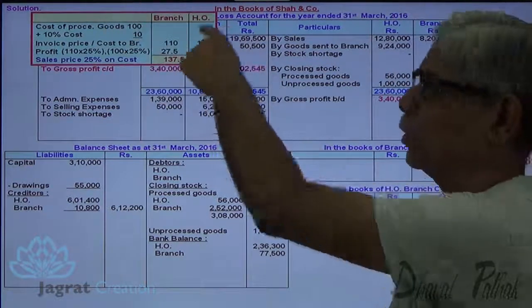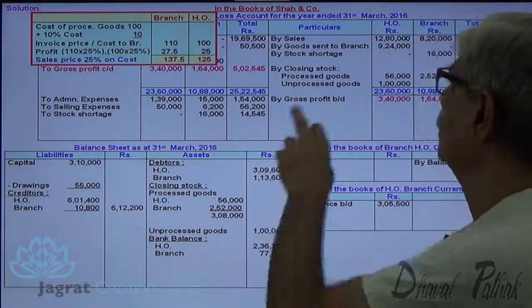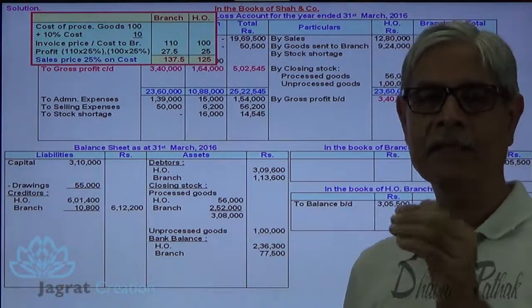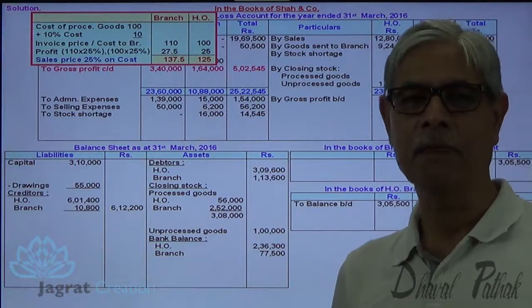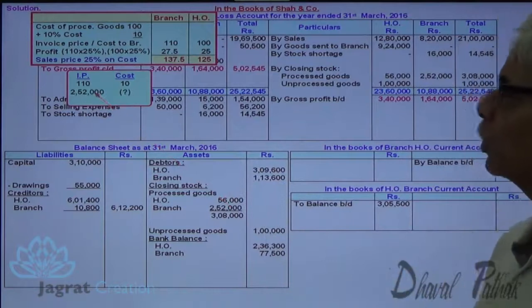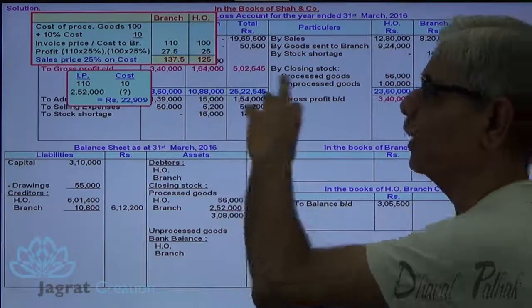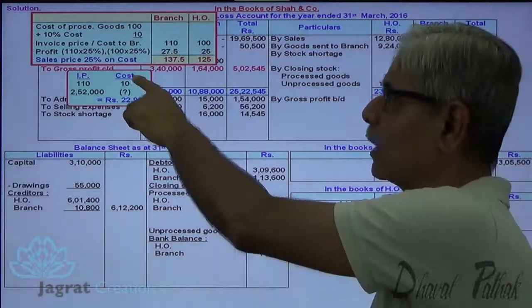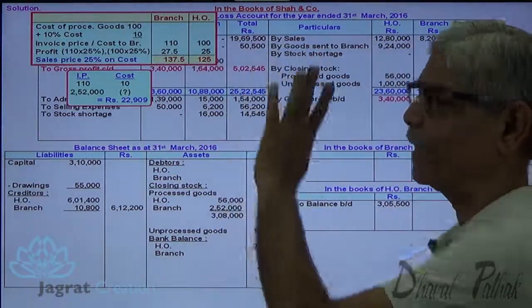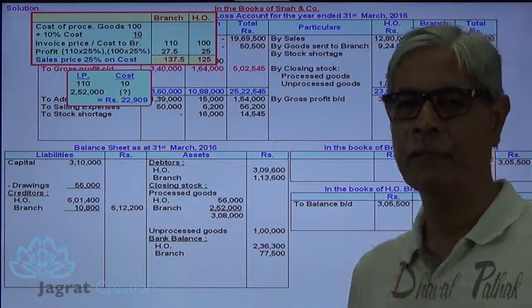This is a very important note. This is the processed stock at branch, where the goods were sent at 10% above the cost. So if 110 is the invoice price and 10 is the profit element, not cost, profit element. How about for 2,52,000? So 22,909. This is a cost, that is wrong. That's a profit element. So 22,909 is the unrealized profit.